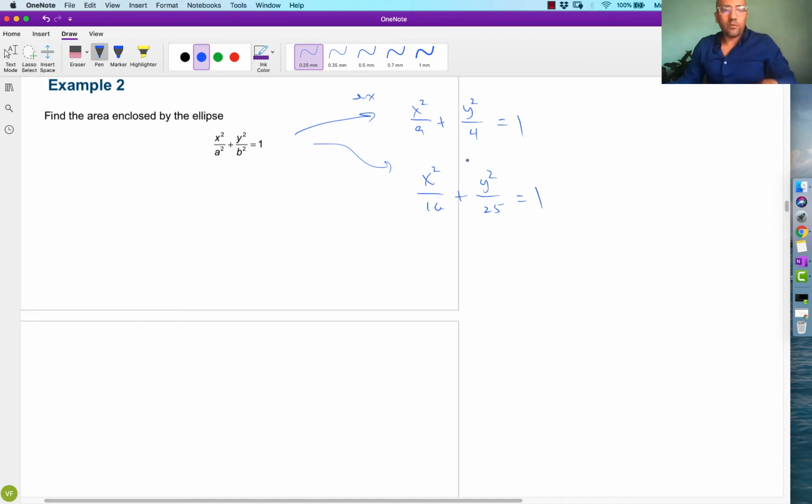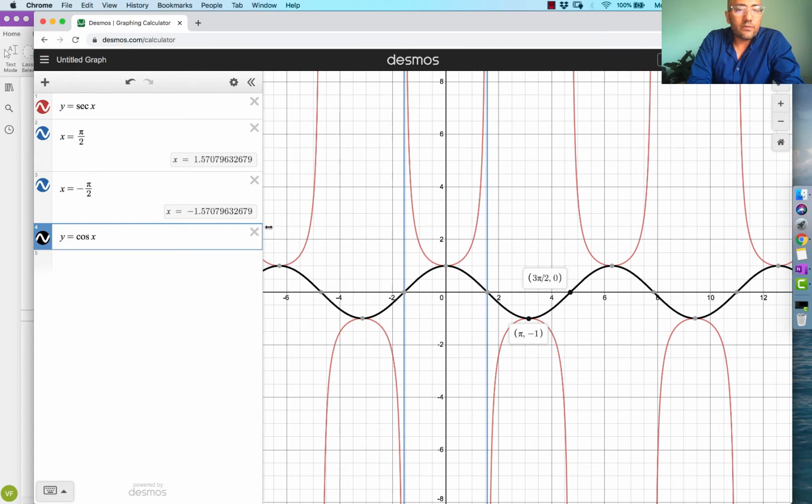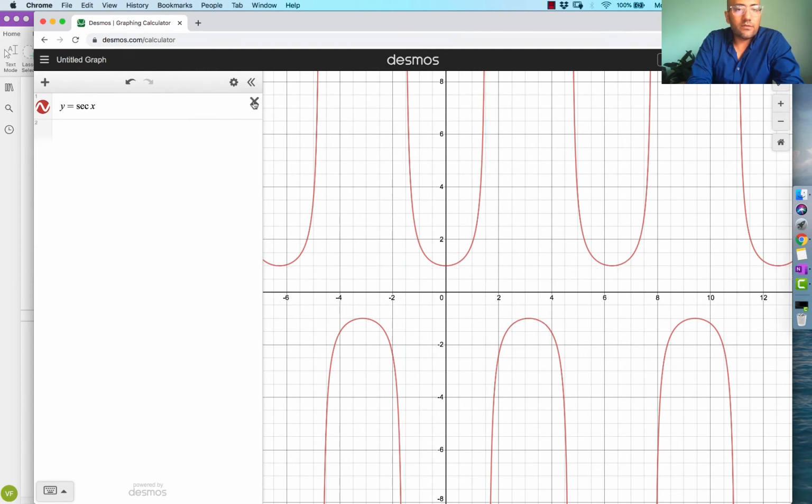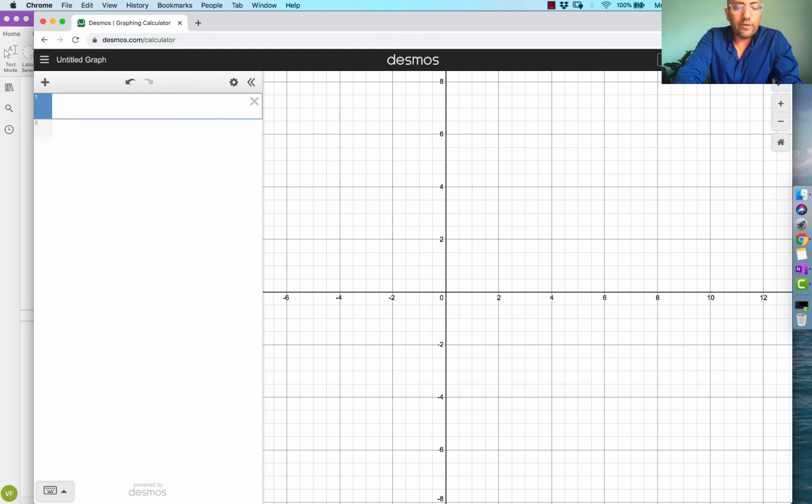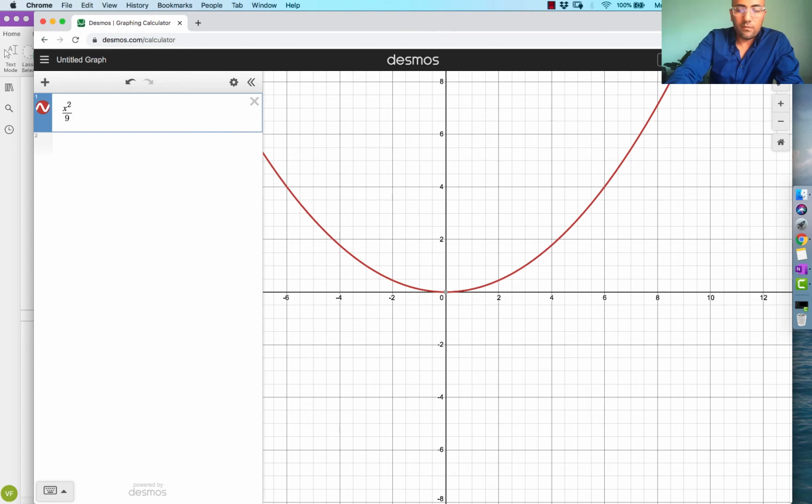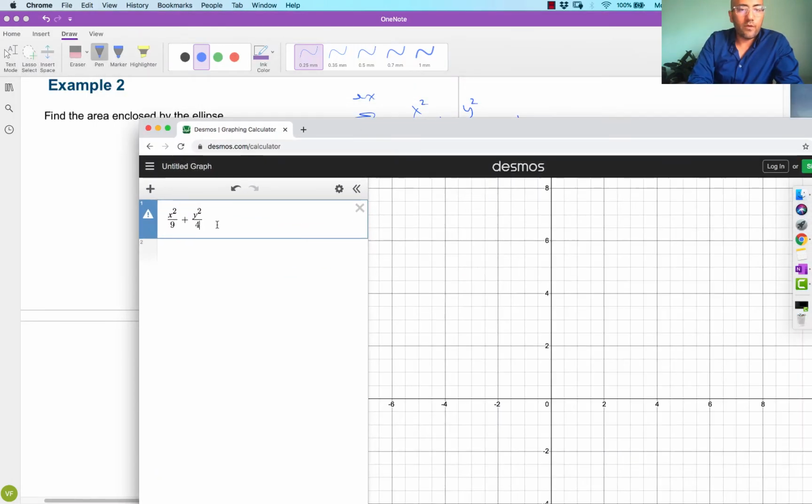So just to visualize what these look like, let's go back to Desmos. Let's get rid of these things. Okay, so let's just type in our equations. So we have x to the power of 2, and the whole thing gets divided by, say, 9, plus y to the power of 2, and then the whole thing gets divided by, say, 4. 9 and 4. Okay, and then we set that equal to 1, and that's what we get.